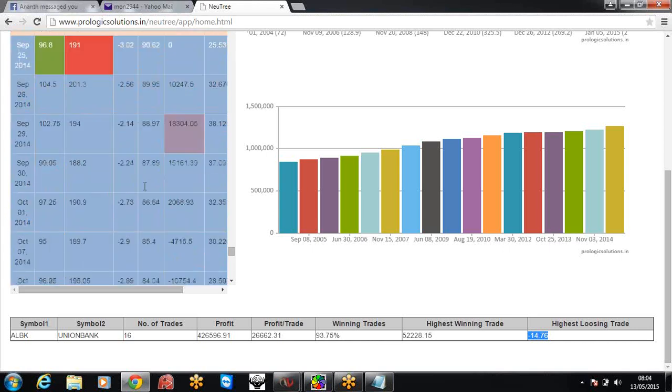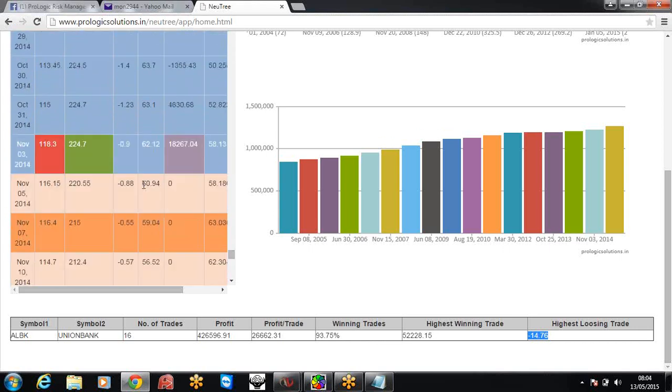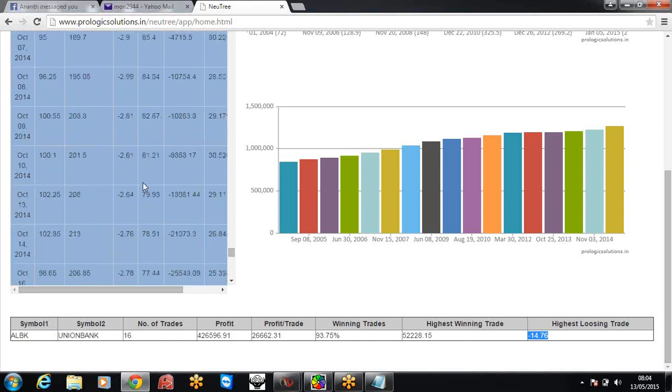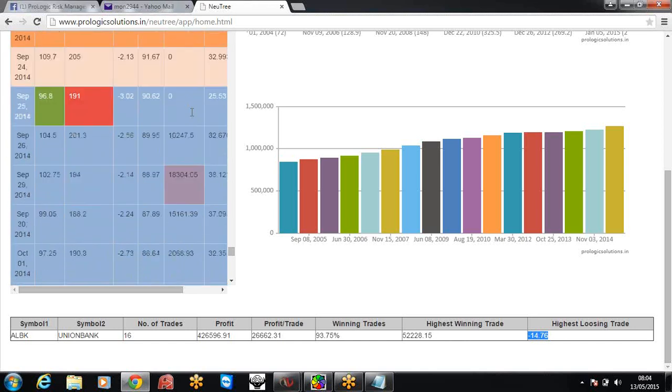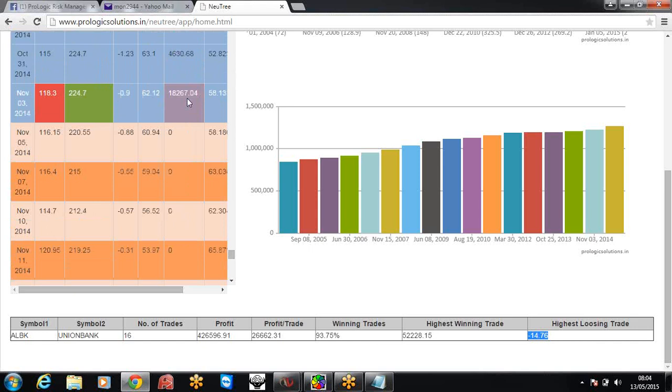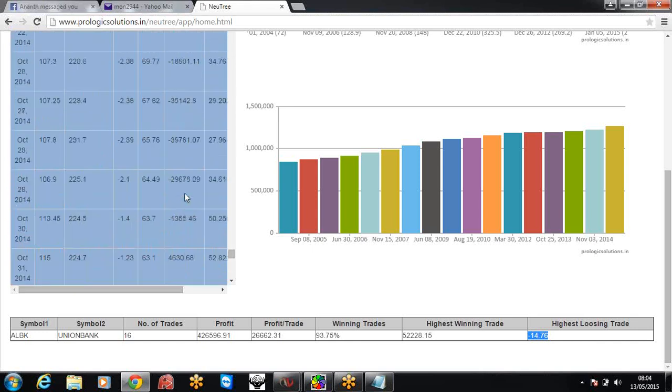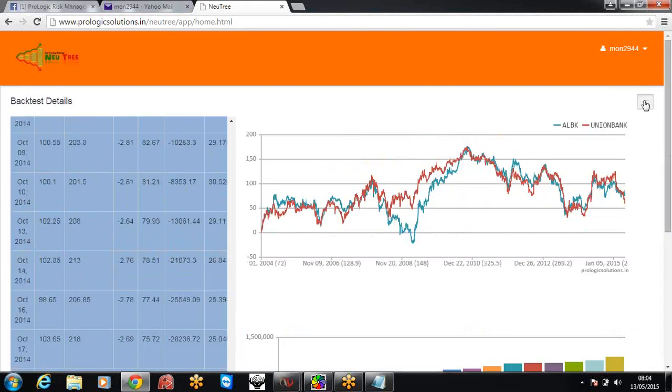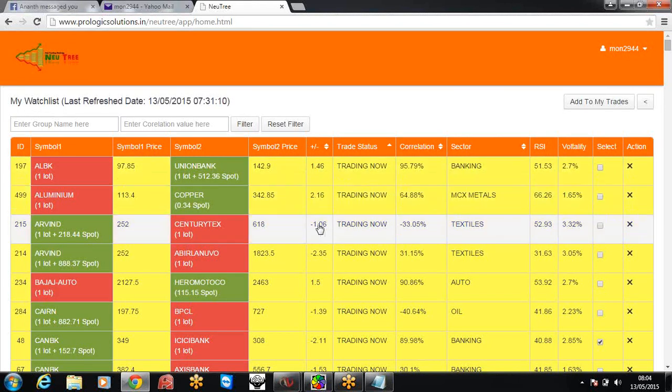So this is the last call we had. That was on November 14th. You can see the second day itself, it gave you 20% returns, and then it went down to losses, and then again finally it gave you profit. So these are some of the trades that we have in Union Bank. This trade might close today.